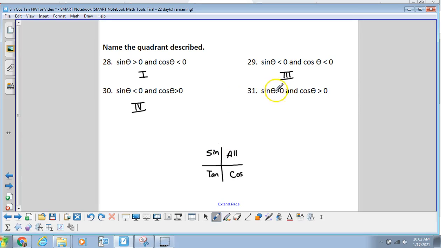And number 31, sine is positive and cosine is positive. That's where our y is positive and x is positive. That's in the first quadrant.